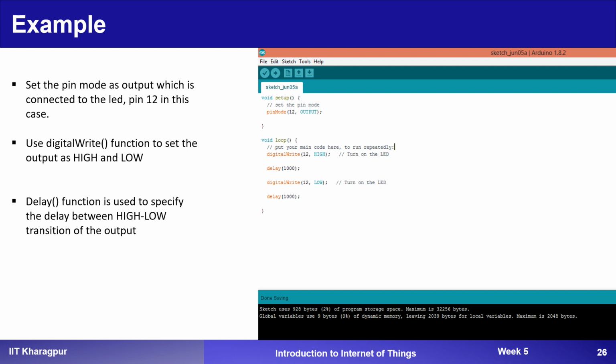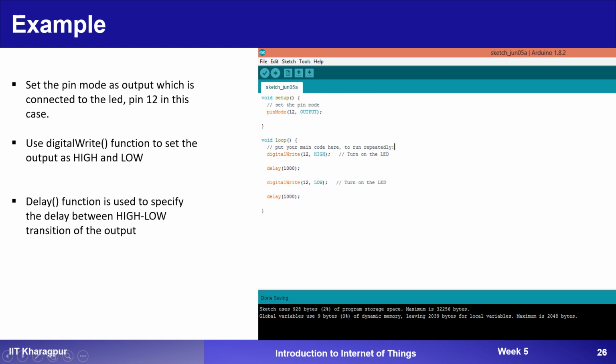After that, set the pin mode as output for the pin connected to the LED, pin 12 in this case. Whenever you write the code, you have to mention the output because you are giving output to the LED from your Arduino board. So the mode you have to mention as OUTPUT, and since the connections are made to pin 12, in the pin you have to mention 12.